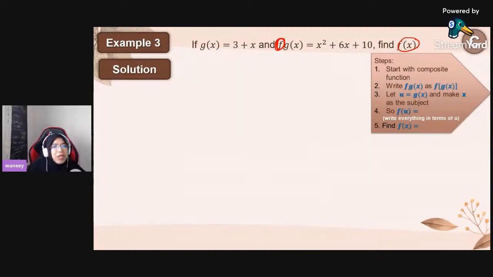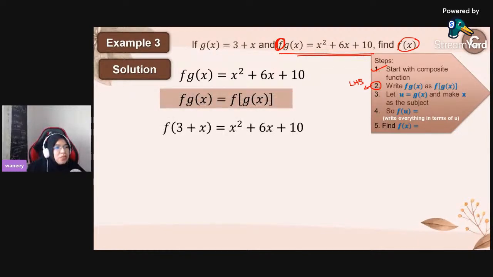Okay, so now I say start with the composite function. So make sure where is the composite function, write them again. Okay, so we are going to write fgx equal to x squared plus 6x and then plus with 10. Okay, so what happened next? So this is based on the left hand side. So for the left hand side, you have to write down fgx as f composite with g. So this is by using the definition.